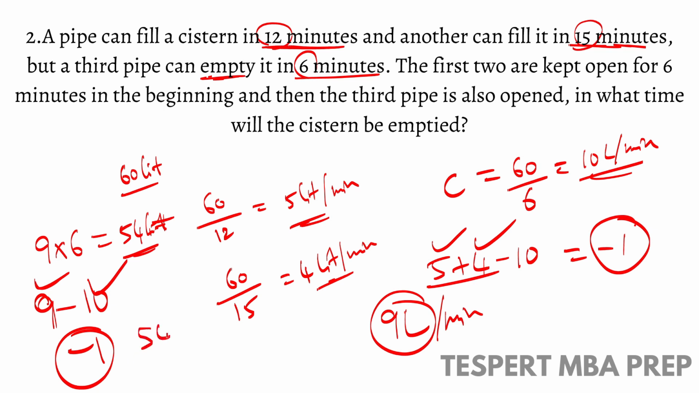So 54 liters of water will be drained in 54 minutes. So the tank will be emptied in 54 minutes. Understood? Let's move on to the next one.